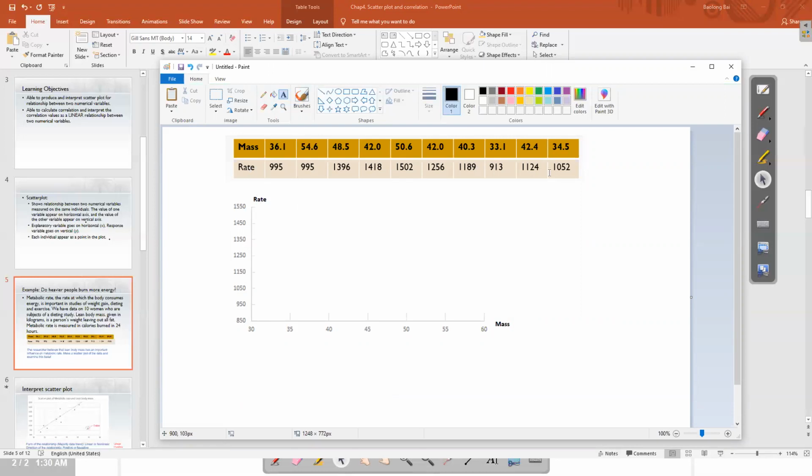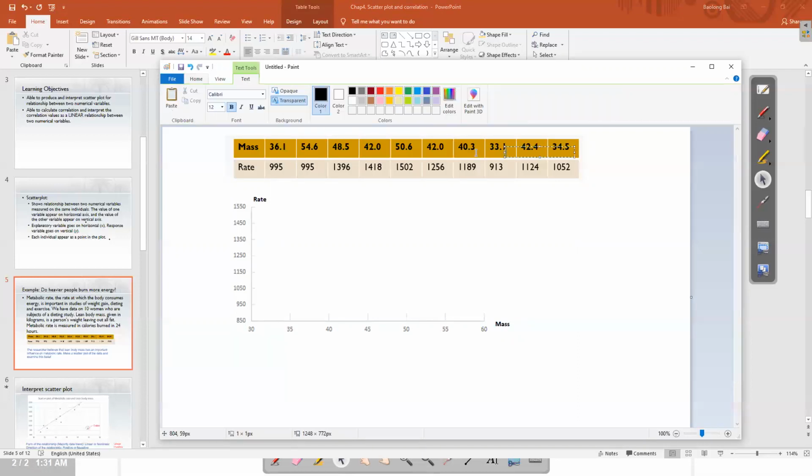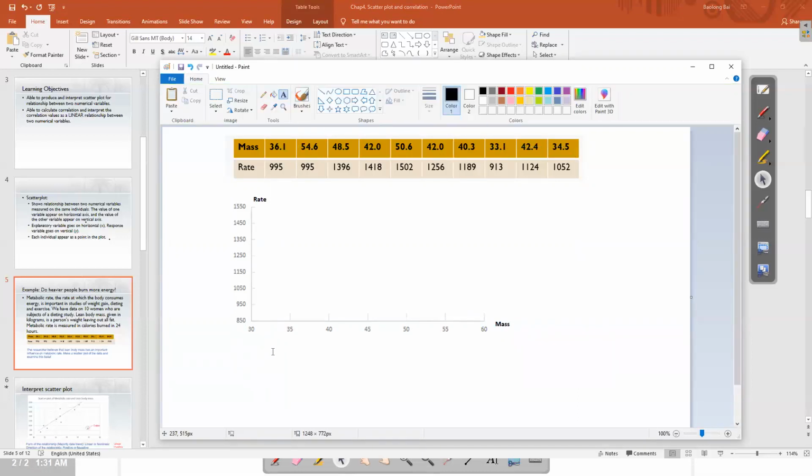And by looking at the range of values, you can see y is between 995 up to 1502. So you need to make sure your axis is labeled accordingly to cover the range. And for the x-axis, the smallest is 33.1 and the biggest is 54.6. So make sure you cover the range, right? They're both numerical. Both axes are numerical. They have to be labeled accordingly.